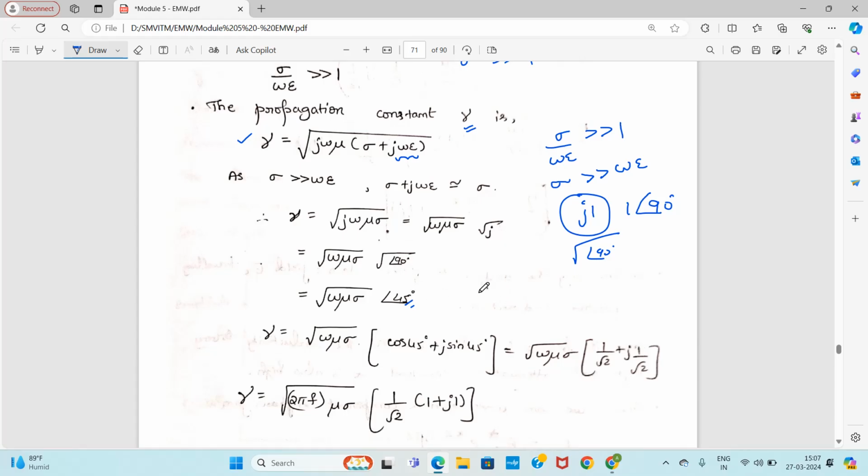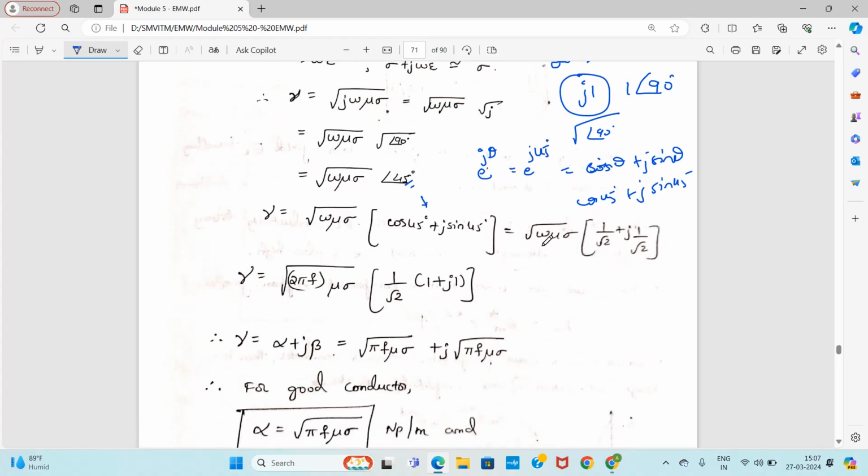And this can also be written like this, e power j theta or e power j 45 degree, which is nothing but cos theta plus j sine theta. It is cos 45 plus j sine 45. That is what is done. The angle is converted into this format: cos 45 plus j sine 45. And then this cos 45 is 1 by root 2, sine 45 is also 1 by root 2. So that is how we got this equation.